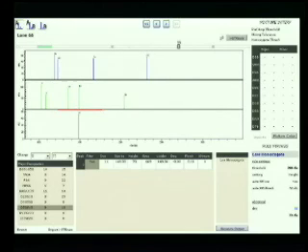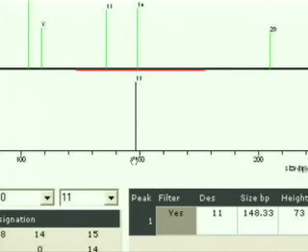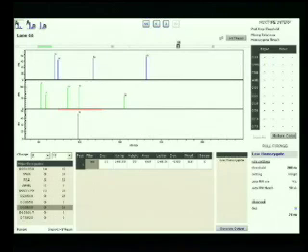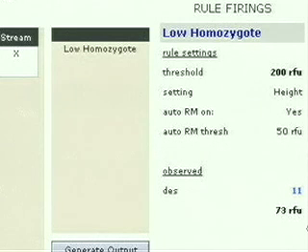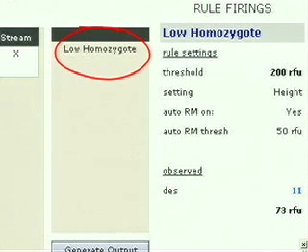Here is the identical sample in FSSI cubed. If you remember from the previous display in GMapper ID, we saw two peaks. In this particular example, we only see one peak. An incorrect call has been made here. However, a rule has fired and brought this particular locus to the analyst's attention, and the analyst can review the actual raw data and see that a second peak is there. So if we look at the rule that has fired, the rule firing is low homozygote. However, we know that this is a low heterozygote.